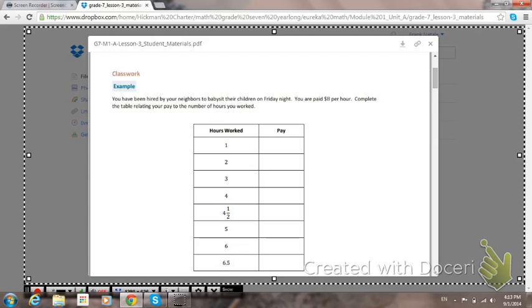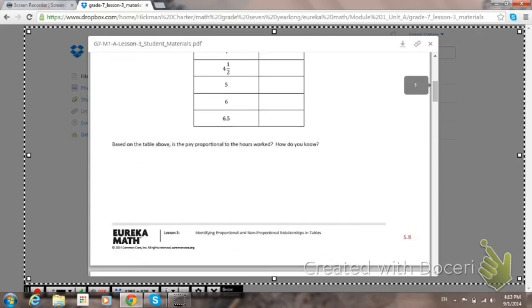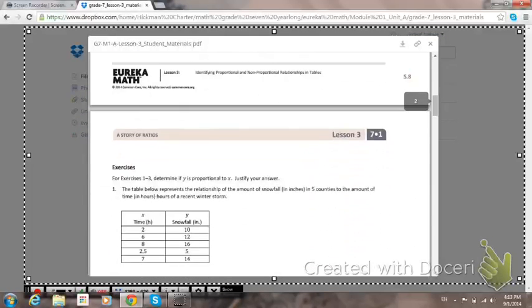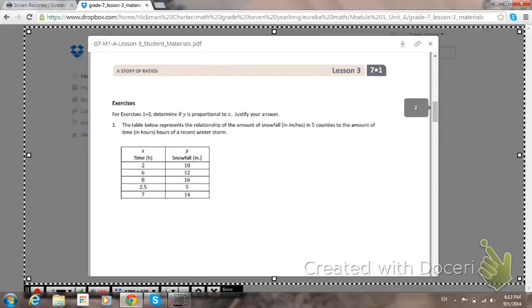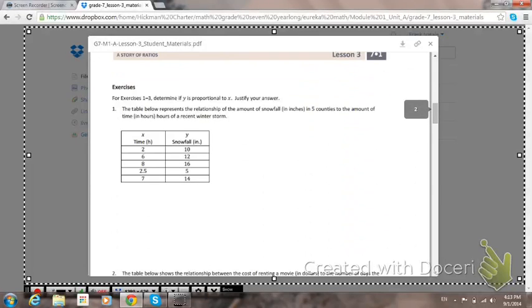So if we go down here, that's that question right there. Now for exercises 1 through 3, they want you to determine if y is proportional to x. Now they've kind of introduced you to this idea of x and y, 2 variables. I'm sure you've seen this before. You're going to see this more and more often as we move forward.